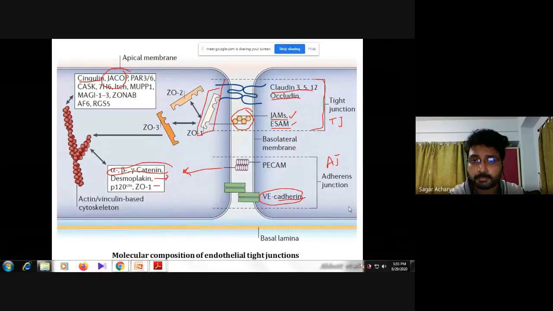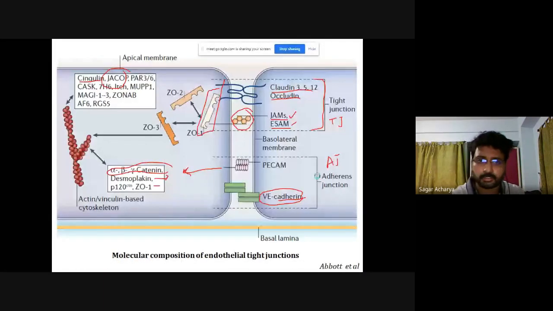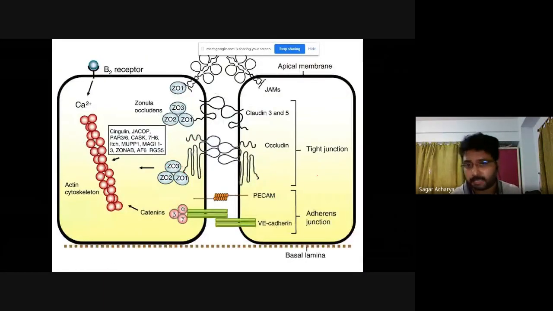So these are all the cellular and molecular components of the tight junction that we have discussed here. Next part, these are again the same thing, not going into those details.